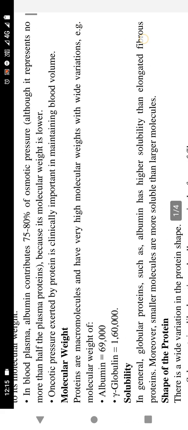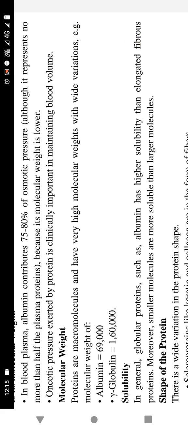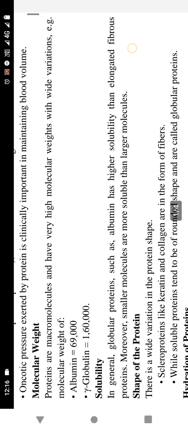Next, we see about the molecular weight. The proteins are macromolecules, as we already saw. So they have high molecular weight with wide variations. Example, albumin has 69,000 and gamma globulin 1,60,000. So albumin is the lowest molecular weight protein.